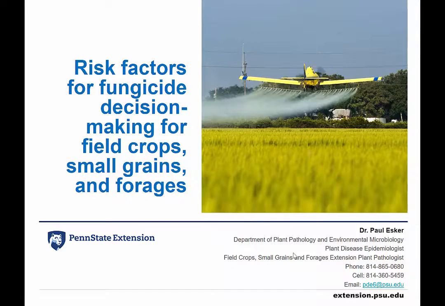I'm going to talk about, in this 50 minutes or so, a little bit about what are some of the risk factors we consider for decision making for disease management in our row crops, our corn, soybean, small grains. A lot of these issues also can apply to forages, whether it's corn silage or alfalfa as well. But I want us to think about this and process this a little differently.